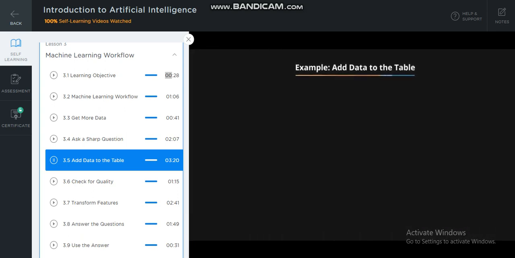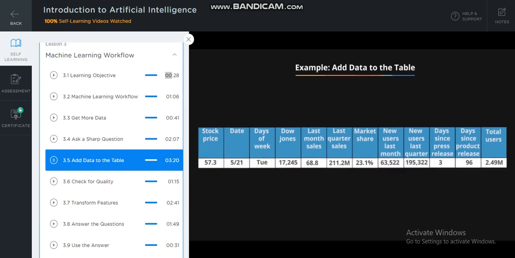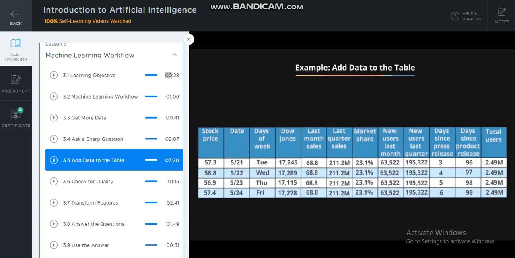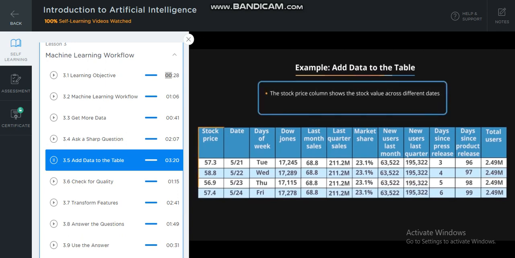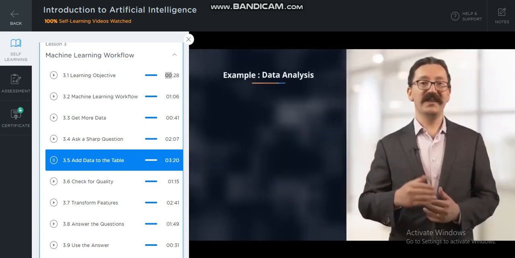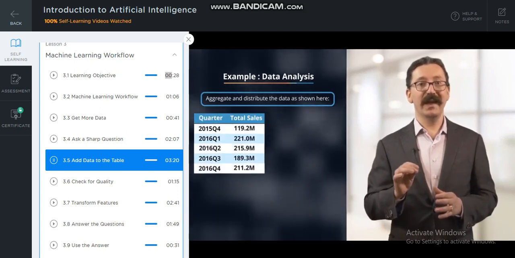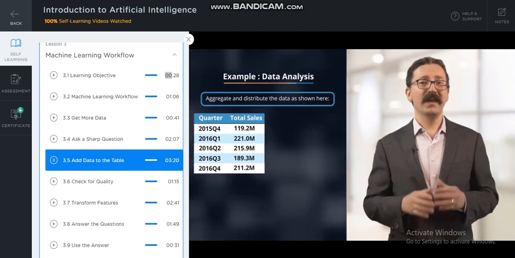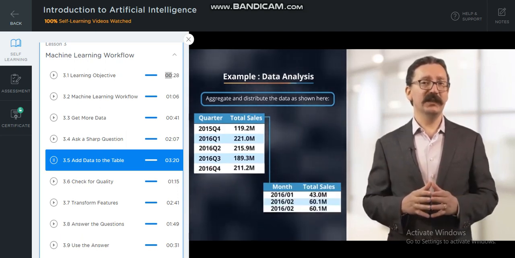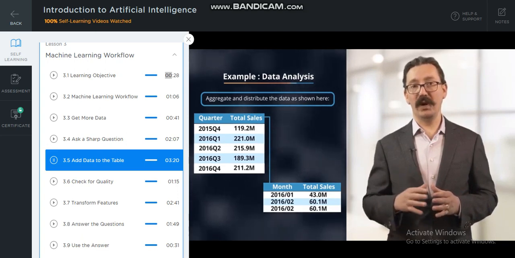Let's look at an example. So post the data gathering, we have fed it into a table where each column represents a feature such as last quarter sales, market share, new users last month, etc. The stock price column shows the price of the stock of the company for different dates. And each table row represents observations across those features. For proper data analysis, we need to focus on all observations for a particular column or feature and total it. Here, we can see the total of the sales figure for all months as well as quarter-wise.